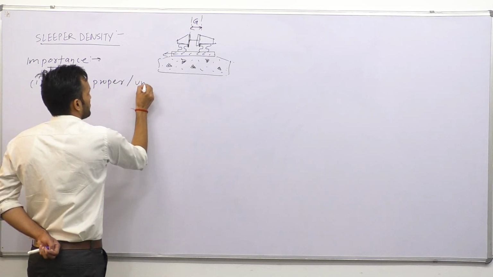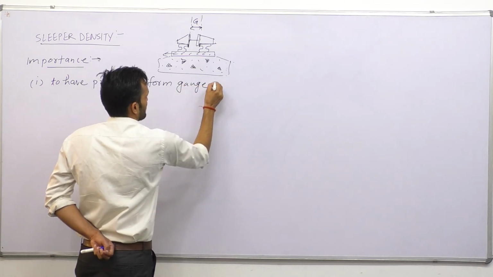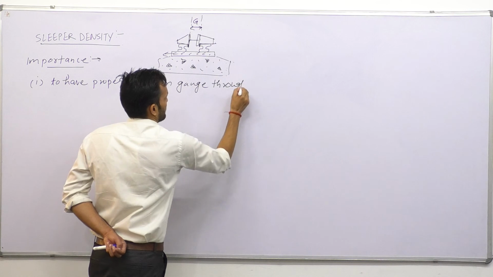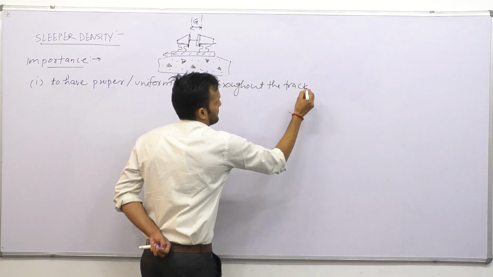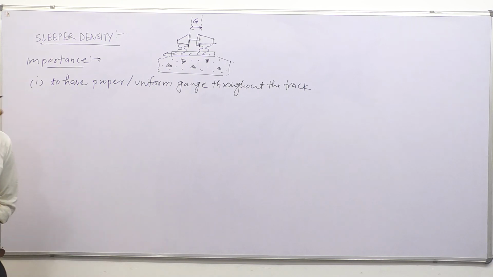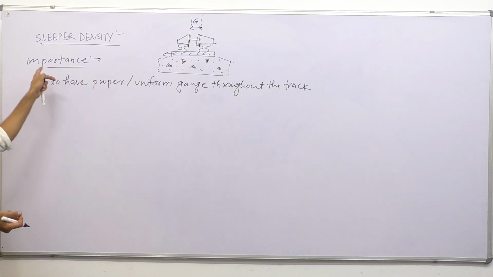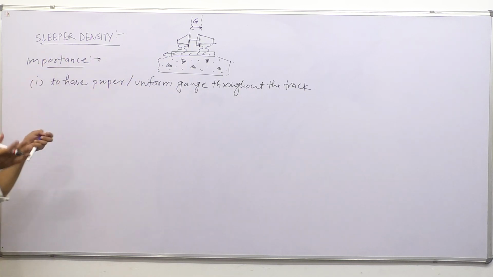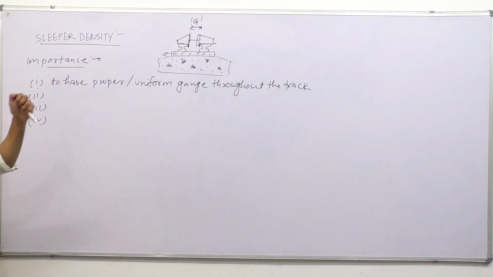So the first thing about the ideal railway track is to have the proper, or I must say uniform, gauge throughout the track. This requirement of an ideal railway track is fulfilled by these sleepers, and for that purpose we need to provide the required number of sleepers in a certain distance of the track. There can be a lot of factors which make the ideal permanent way of the railway track.